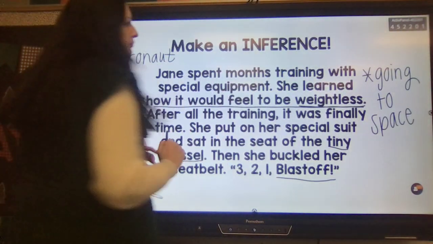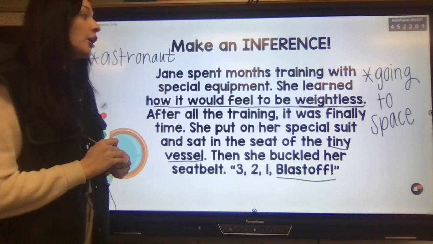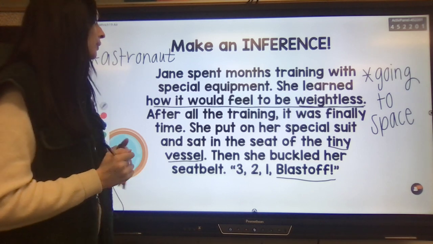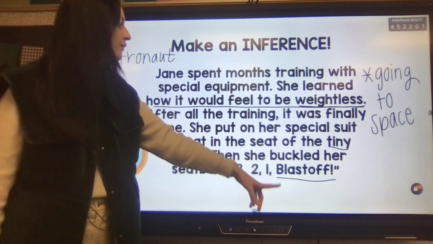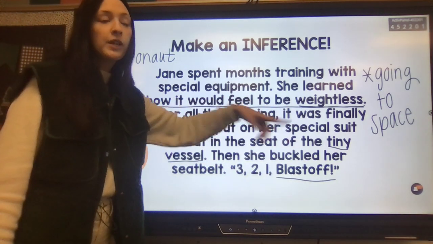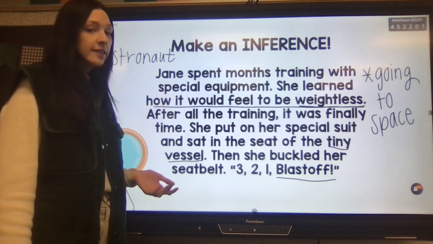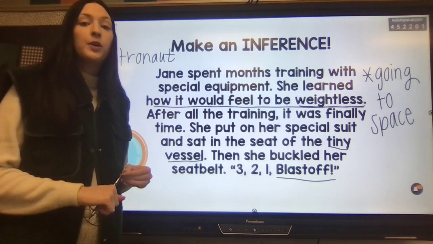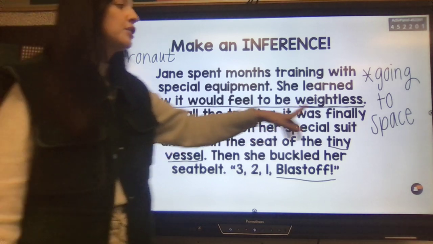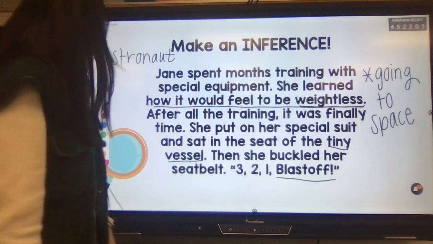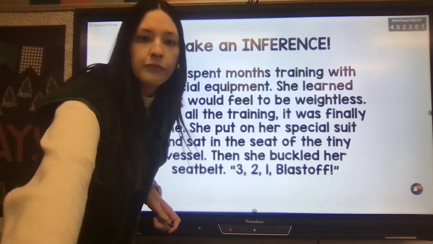At first, my background knowledge was kind of making me think maybe she's in a plane or maybe she's going to be going up into the sky. But then when I saw 3, 2, 1 blast off and also the word weightless, when we fly in a plane, there's still gravity, but when you go up into space, there's no gravity, so you start to feel weightless, right? So our background knowledge helps us to make the inference that she's going to space. Okay? Let's try one more together.